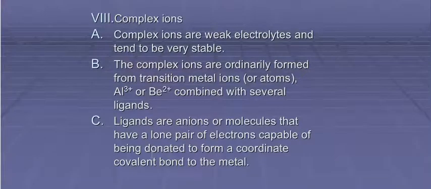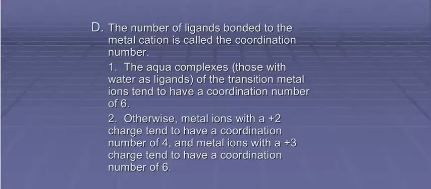Complex ions are weak electrolytes. They're ordinarily formed from transition metals, aluminum or beryllium, combined with several ligands. A ligand is simply an anion or molecule that has a lone pair of electrons, and we're able to form coordinate covalent bonds back to the metal. So these ligands bond to the metal, whether it be a transition metal, aluminum, or beryllium. The number of ligands that bond to the metal is called the coordination number.